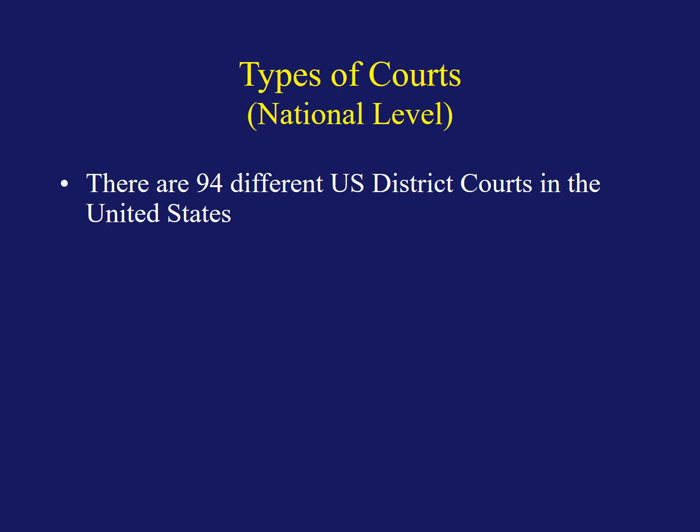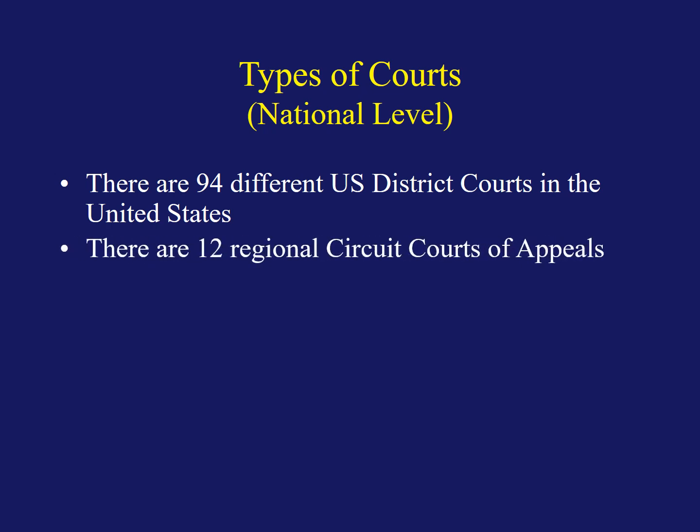In addition to those district courts, there are 12 regional circuit courts of appeals. Essentially, if you're convicted of a crime in a U.S. district court, well, you can appeal that conviction. Where would you appeal it to? Well, to one of these circuit courts of appeals.